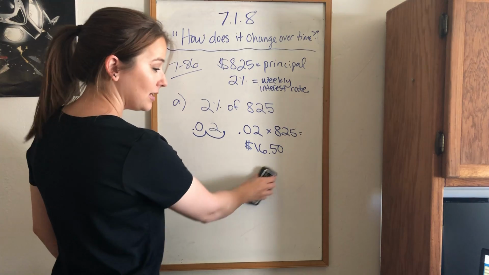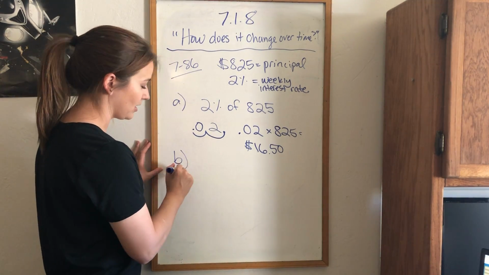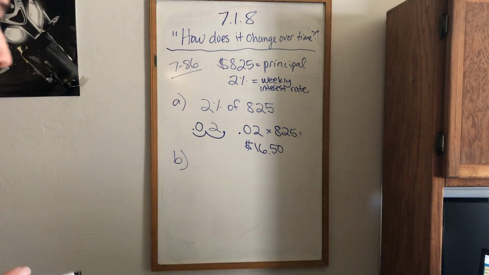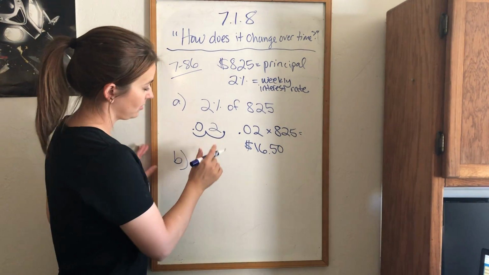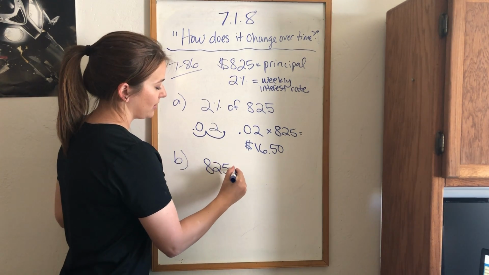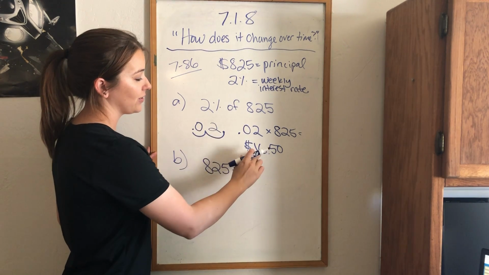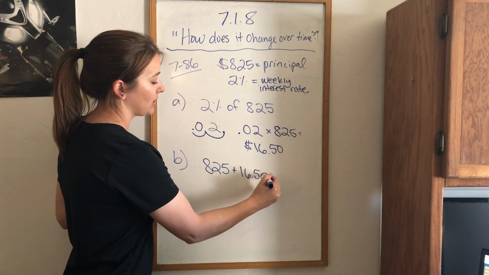Part B says, if the student council borrows $825, how much will it owe after 1 week? And then after 3 weeks. So after 1 week, we know that they're going to have to pay the initial principal plus whatever the weekly interest rate is. So this would be after 1 week.